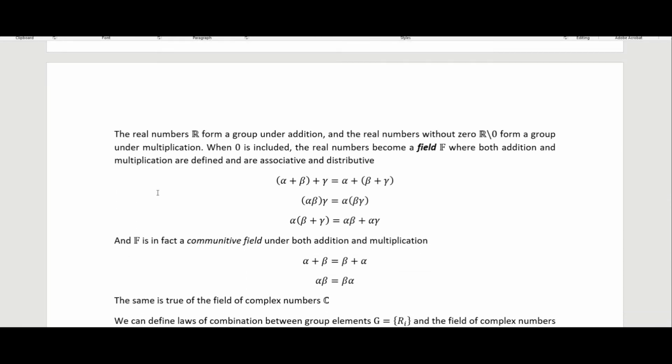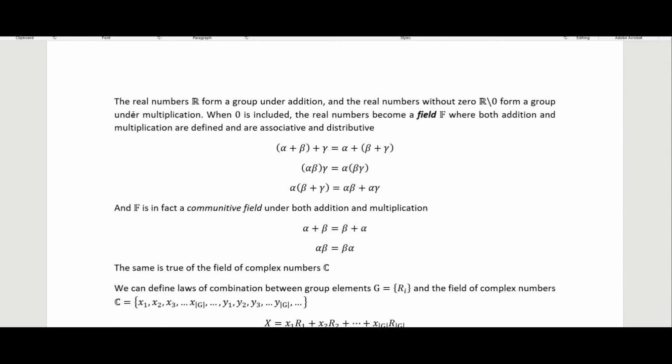All right, so switching gears a little bit, the real numbers, which is represented by this R here, form a group under addition, and the real numbers without zero form a group under multiplication.